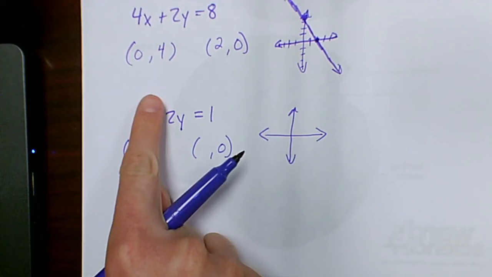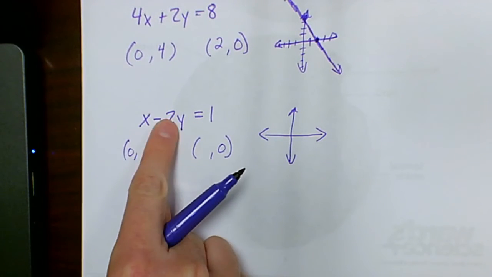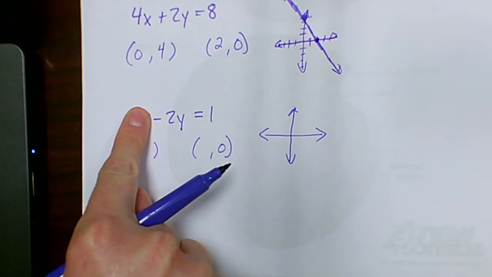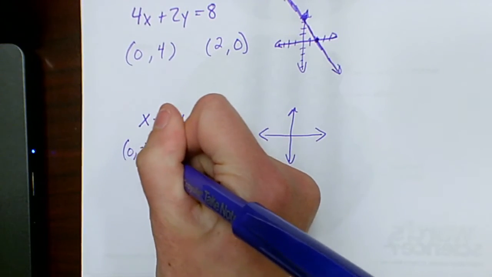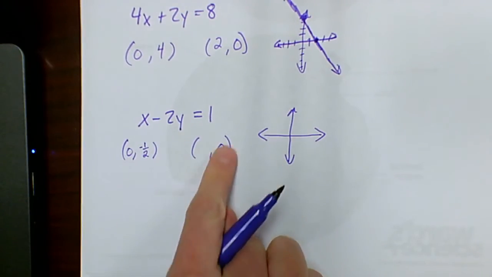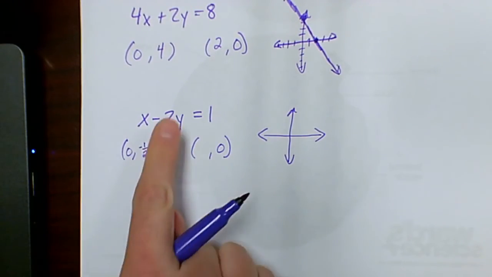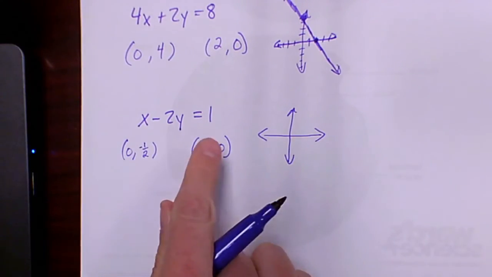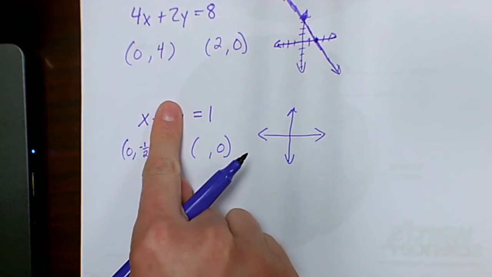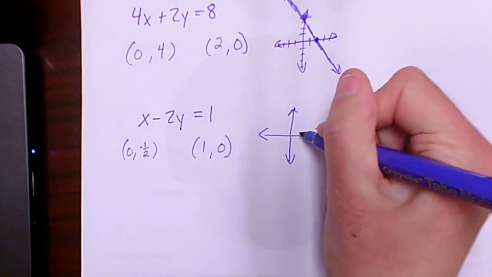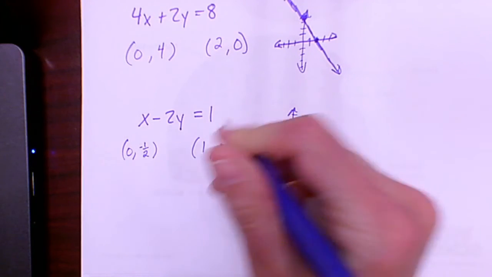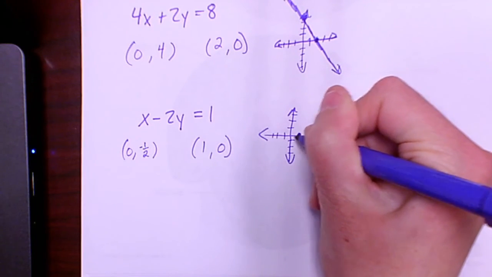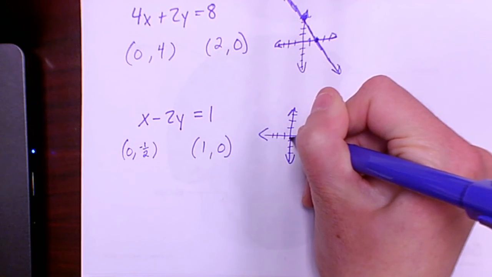To find your y-intercept, you cover up x. Make sure you use the sign in front of your term. That is going to be negative 1/2. And then for your x-intercept, you cover up y and solve for x. So we have 1, 0, and negative 1/2, 0.